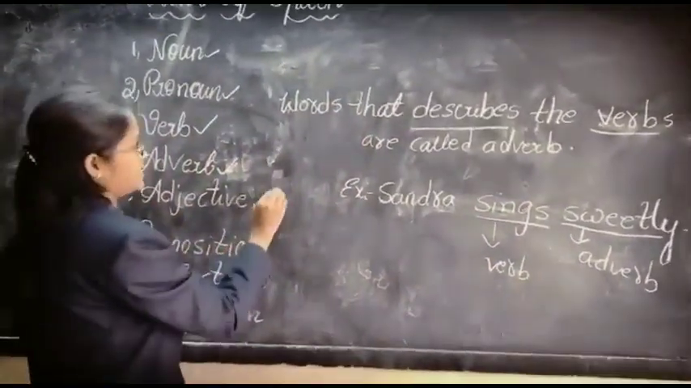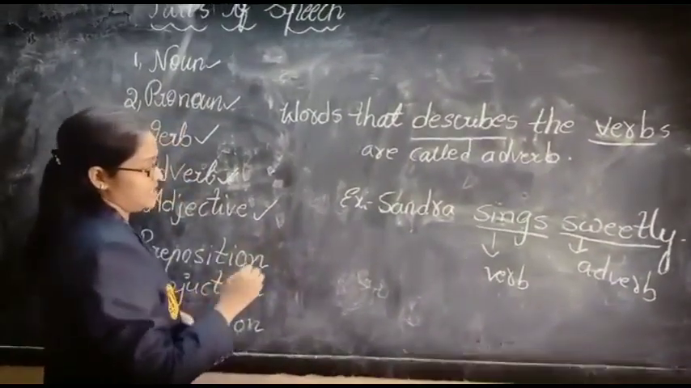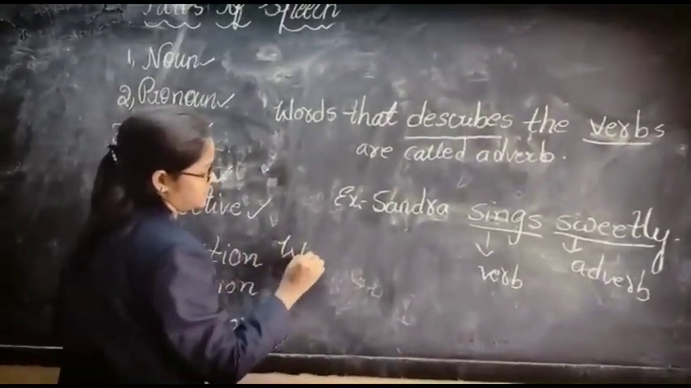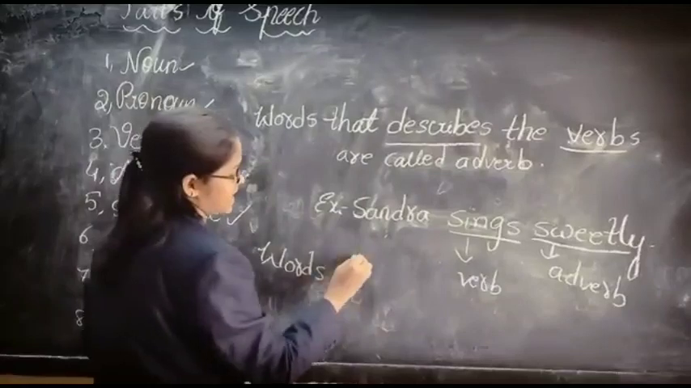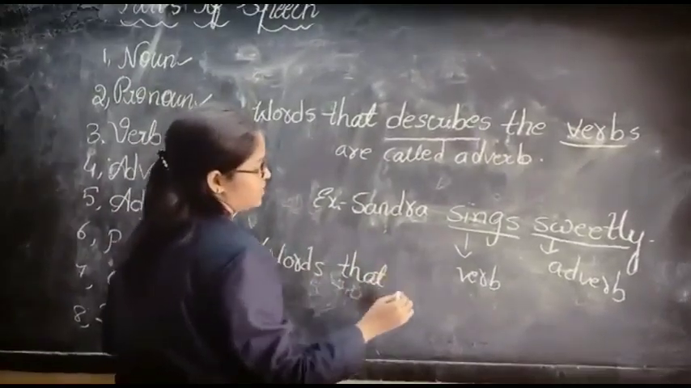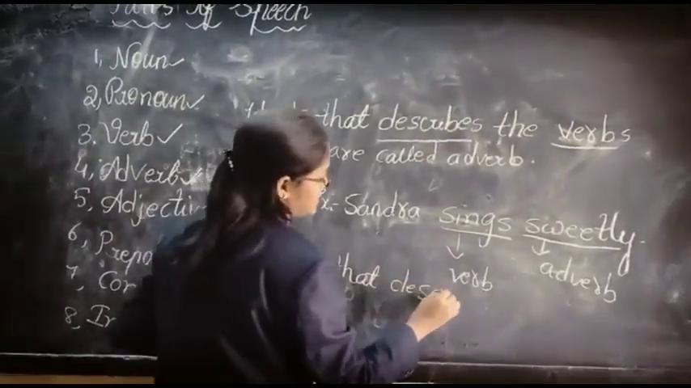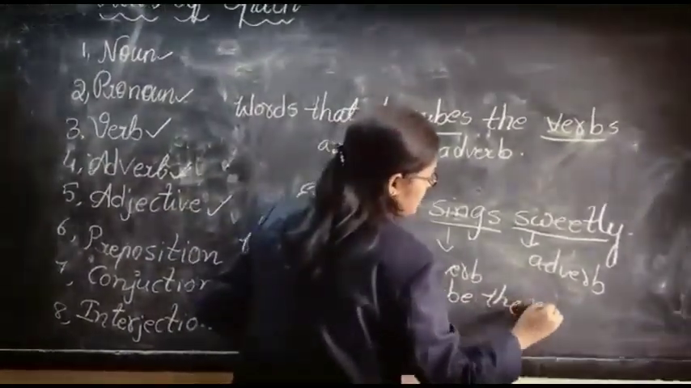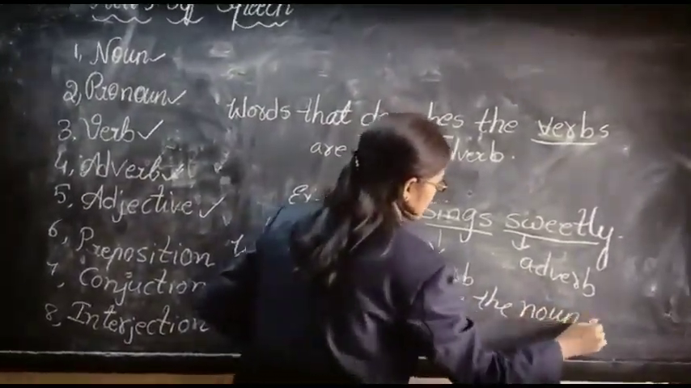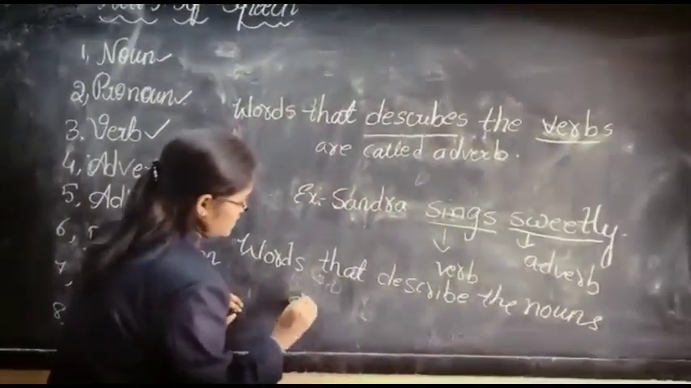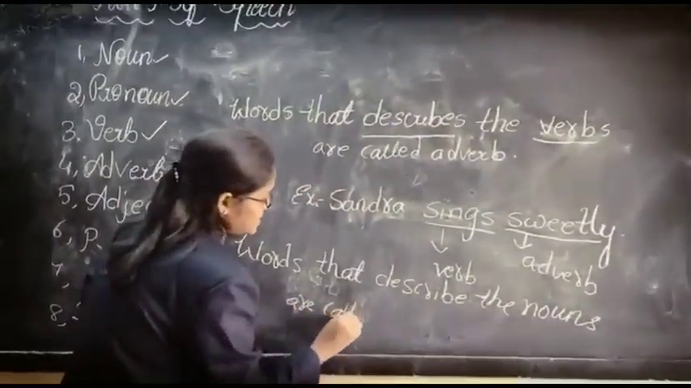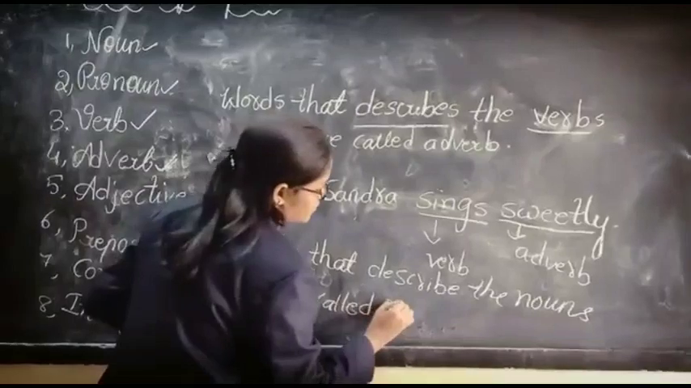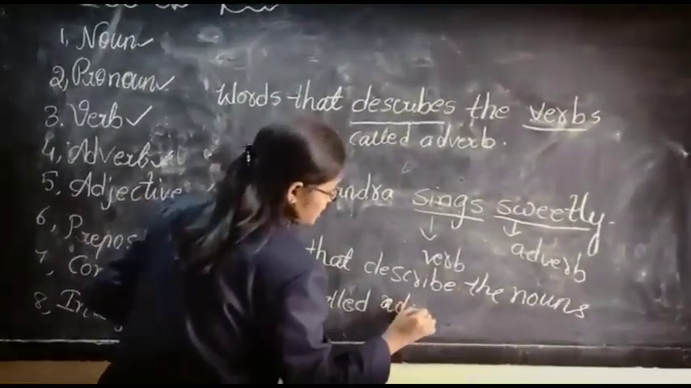Next one, adjective. Adjective means nothing but words that describe nouns. Words that describe the nouns are called adjectives.